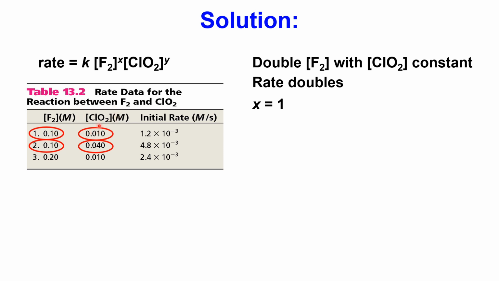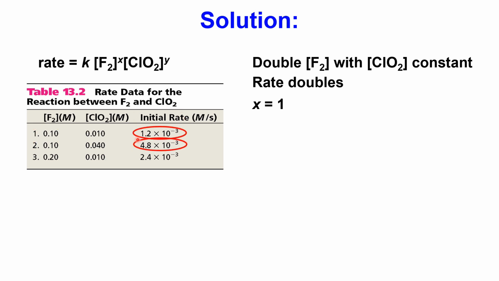In experiment 1, the concentration of ClO2 is 0.010. In experiment 2 it is 0.040. That means we increase the concentration by 4 times, or we can say quadruple. What happened to the initial rate?